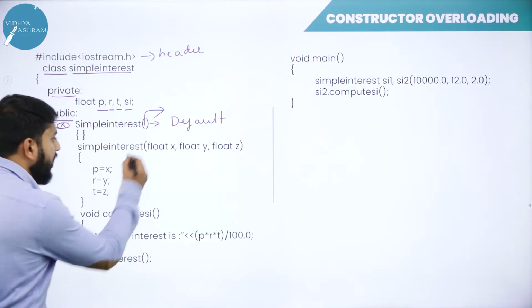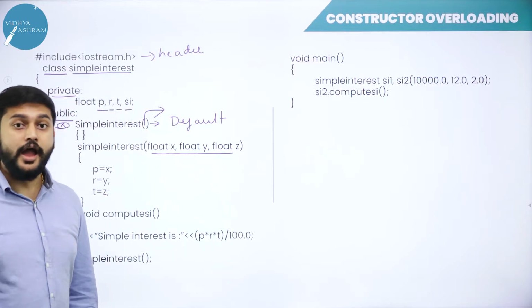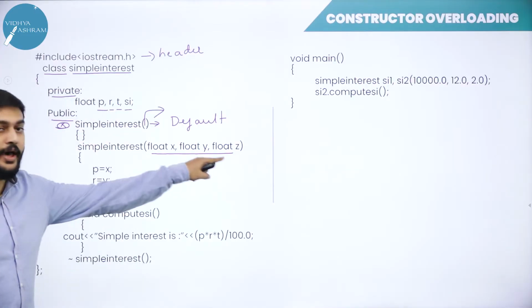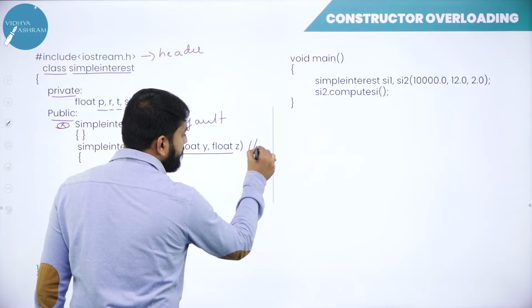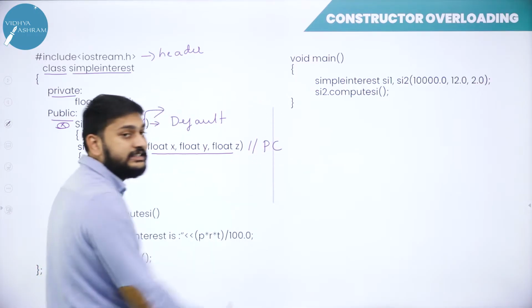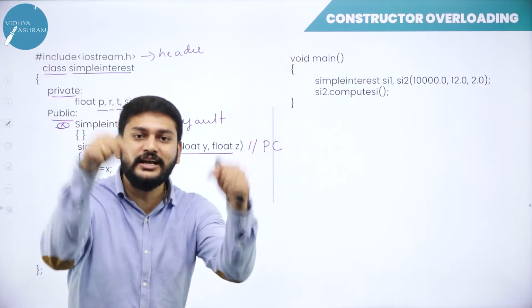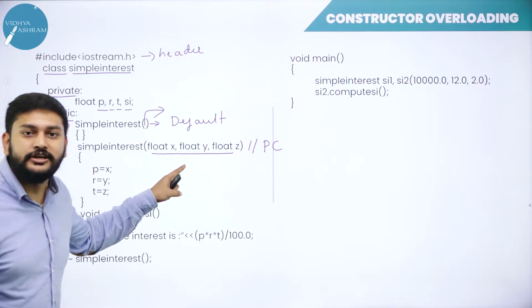Fine. So then, my dear students, you need to observe here, I have parameters. I'm passing the parameters. Then what type of constructor is this? My dear students, this is a parameterized constructor. If you pass any parameters inside this constructor, then you will call that a parameterized constructor.